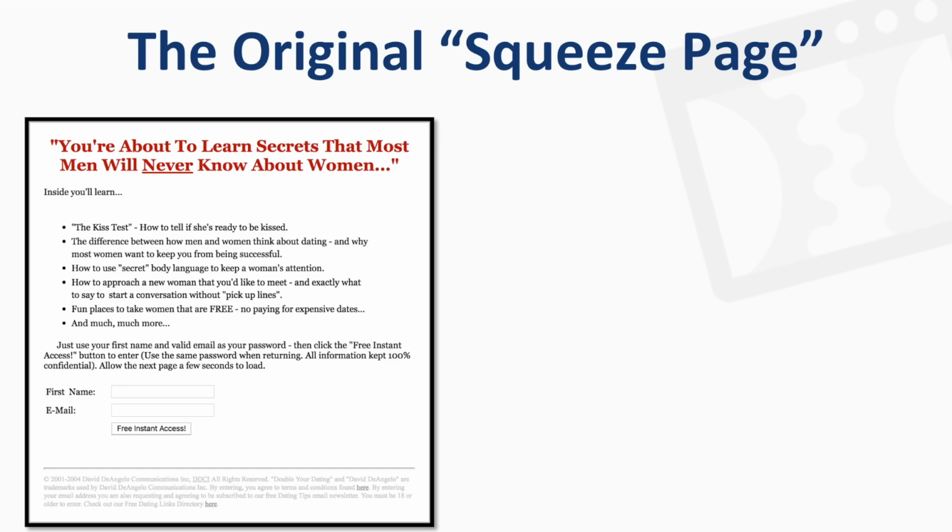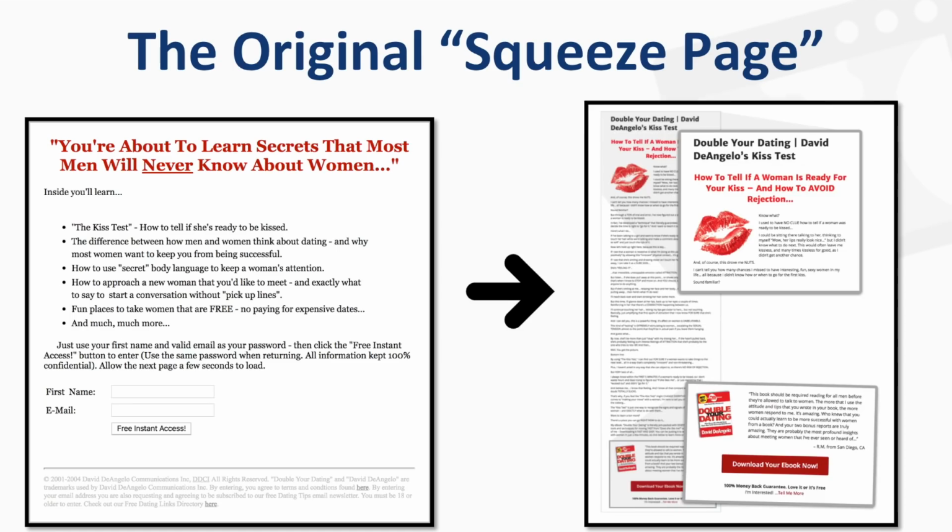Now here on this squeeze page, what he was promising people is that if you give me your email address, I'm gonna tell you the KISS test, okay? So someone would come in there, they put their name, their email address in, and then they go to a page right here where it'd say, here's the KISS test, and we explain, this is how to know if a woman is ready to be kissed. And we kind of explain it really quick, and then at the bottom it said, click here to go download my ebook, and then he'd actually sell his book called Double Your Dating. And that's what a squeeze page was.